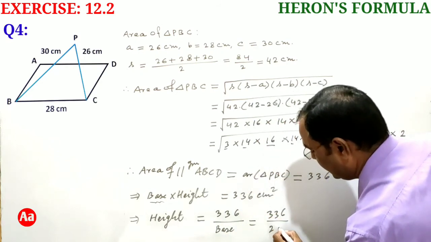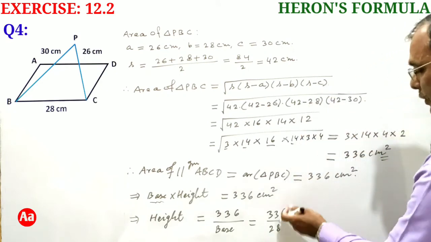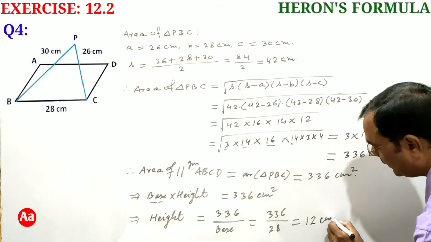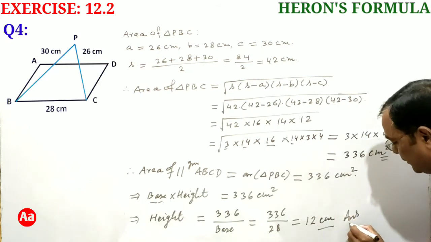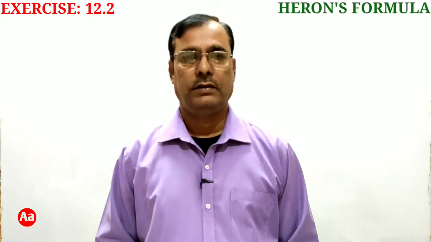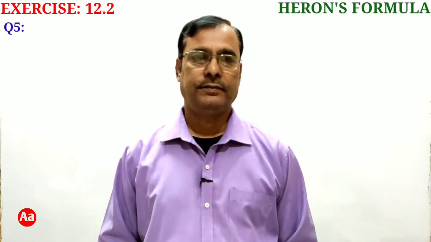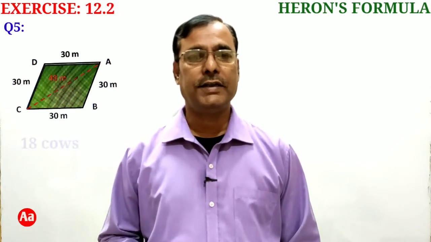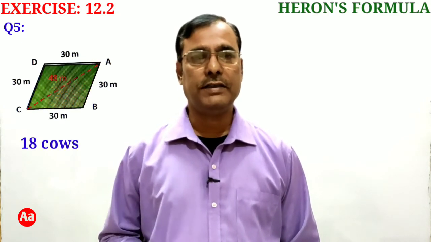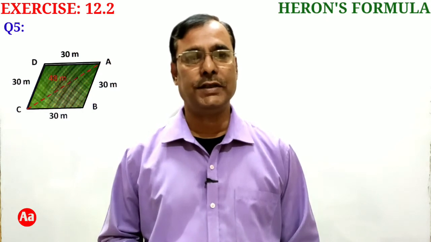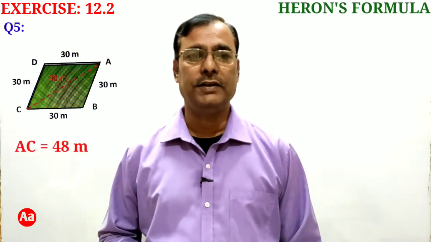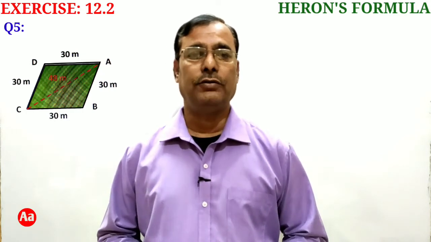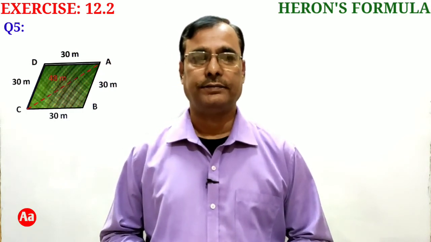336 by 28. If we divide 336 by 28, we get 12 centimeter, and this is the height of the parallelogram. Question number 5. A rhombus shaped field has green grass for 18 cows to graze. If each side of the rhombus is 30 meter and its longer diagonal is 48 meter, then how much area of the grass field will each cow be getting?